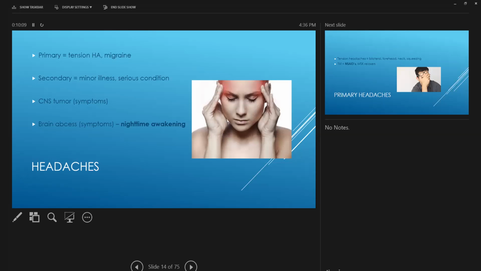So getting away from the newborn assessment, now we're getting into headaches, which you're probably going to be seeing on your adolescent pediatric patient. But at any rate, we need to learn this. So a primary headache is considered a tension headache and migraine headache. A secondary headache can be caused from minor illness or a serious condition, such as a CNS tumor or a brain abscess. The nighttime awakening is this history that we get when we're concerned about either a CNS tumor or a brain abscess.